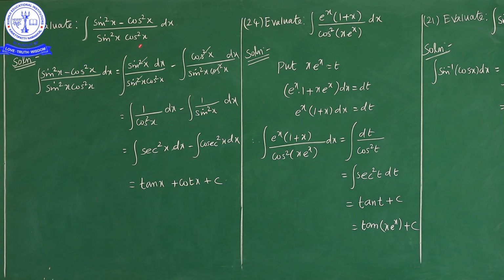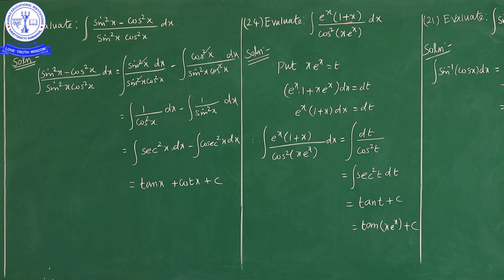Okay. What we did here, we are writing separately like sin square upon sin square into cos square minus integration of cos square upon sin square into cos square. Okay. So sin square cancel, 1 upon cos square dx minus here cos square cancel, 1 upon sin square dx. So 1 upon cos square is secant square x, integration of secant square x dx minus integration of 1 upon sin square is cosecant square x. Okay. So secant square x integration is tan x minus cosecant square x integration is minus cot x. So minus of minus plus cot x plus c. Okay.